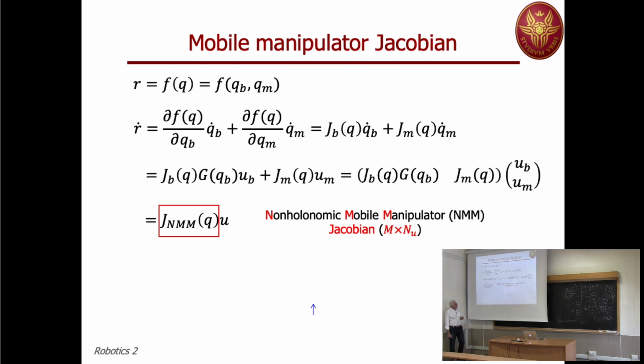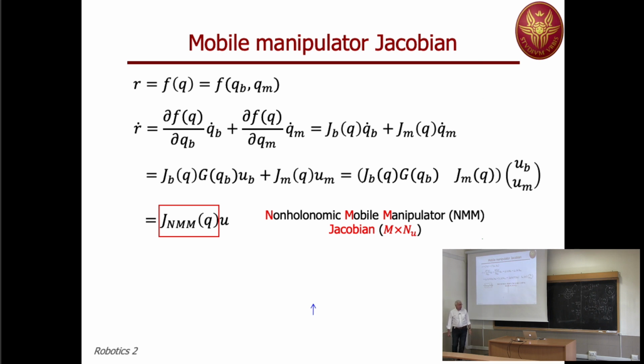And now we take out on the right-hand side all the commands, ub and um, and we obtain a new matrix, which is part of the task Jacobian, but one part of it is modified, let's say, by the matrix G, the kinematic model of the base. No matter how, we will call this matrix the Jacobian of the nonholonomic mobile manipulator. Okay?